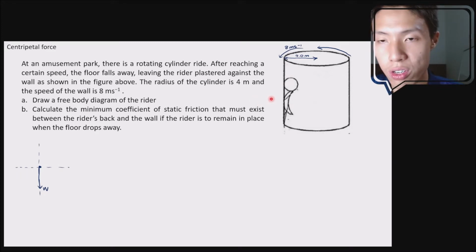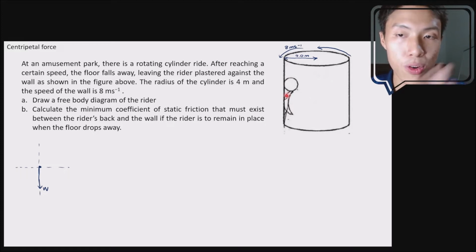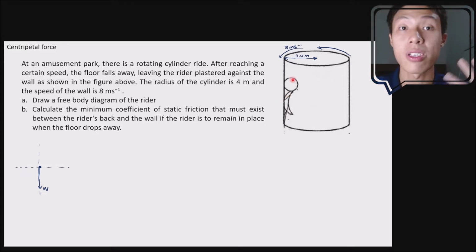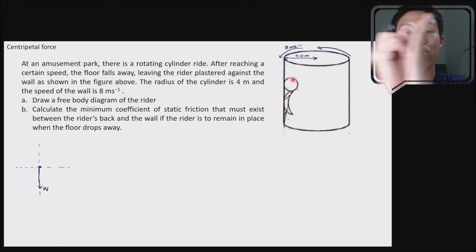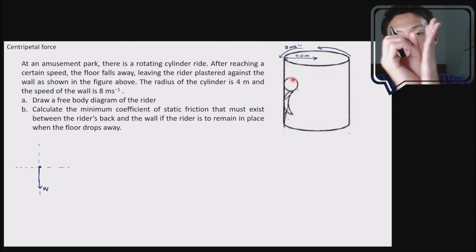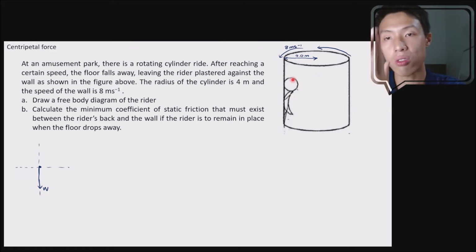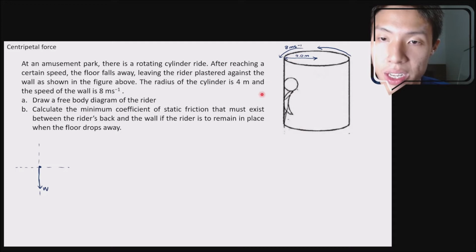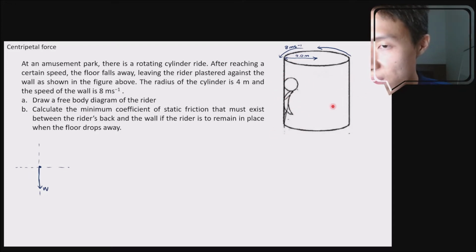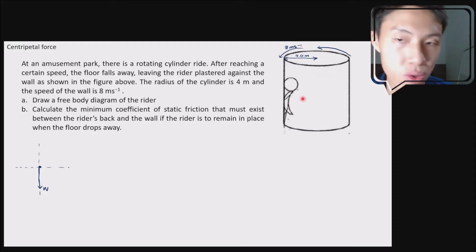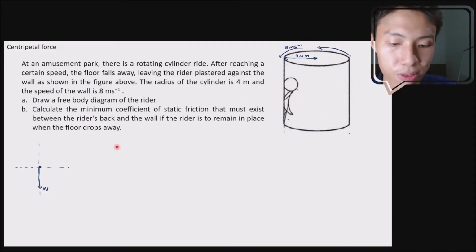The normal force is horizontal, and to know whether it's pointing to the left or to the right, remember the keyword push. The cylinder will be pushing on the rider. So to push on the rider, the cylinder will be pushing to the right. I'm talking about when the rider is on the left hand side of the cylinder. If the rider is on the right hand side of the cylinder, then the wall will be pushing to the left. But for this case, we are sketching a free body diagram when the rider is on the left hand side of the cylinder. So therefore, the normal force will be pointing to the right.